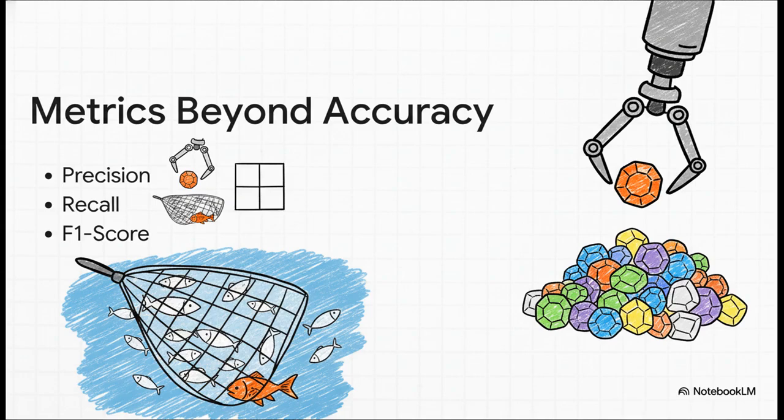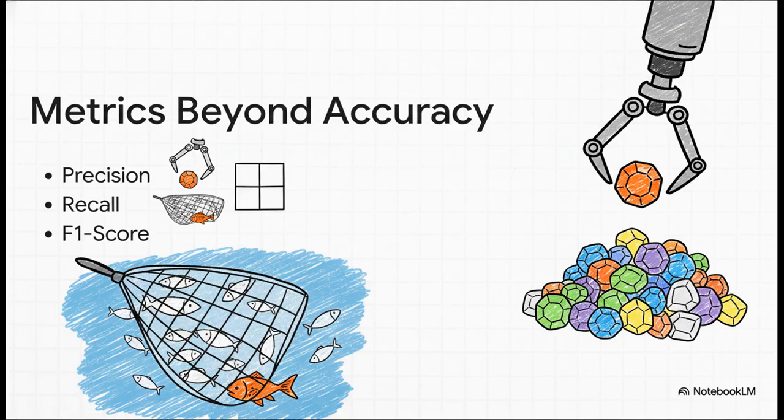Because accuracy, it can be a total trap, dangerously misleading. In the real world, you have to connect your metrics to actual business impact. So let's say you're building a fraud detection system. A missed case, a false negative, could be a disaster, so you're going to optimize for recall.